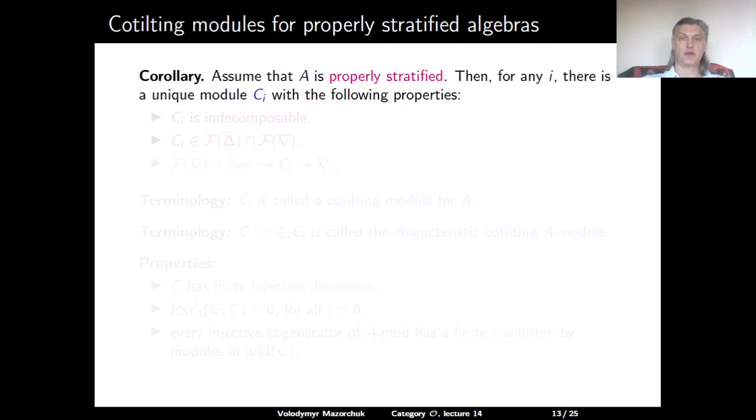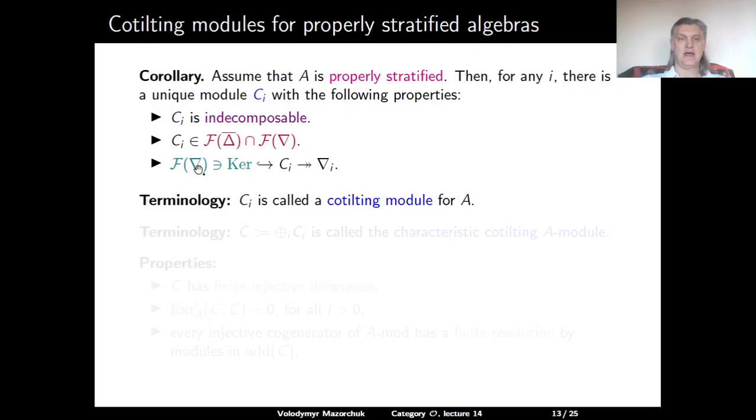Let us now discuss the dual notion of cotilting modules. Assume that A is a properly stratified algebra. Then, for any index i, there is a unique module C_i with the following properties. C_i is indecomposable. C_i has both a proper standard and a costandard filtration. And the last property is that C_i surjects onto nabla_i, such that the kernel of this map has a costandard filtration. Terminology: C_i is called the cotilting module, and the direct sum of all the C_i's is called the characteristic cotilting module of A.